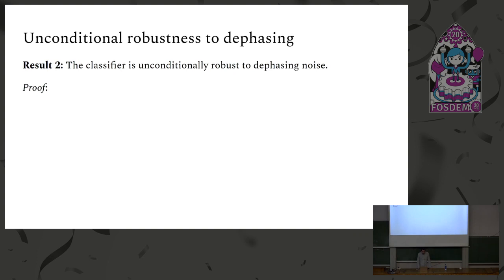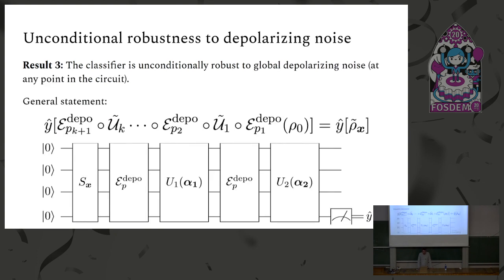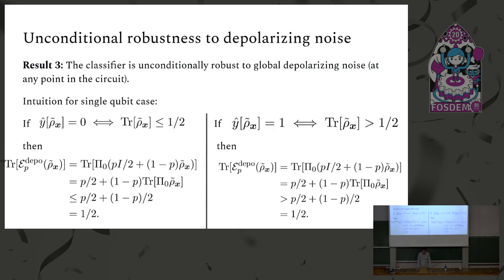You can also show unconditional robustness due to dephasing. I won't go through the proof of this, but just to mention it. You can also show unconditional robustness to depolarizing noise. And this is nice because you can have depolarizing noise acting at any point in the circuit. So as far as this quantum classifier is concerned, depolarizing noise is sort of a joke. It doesn't really matter. So that's nice. I'll skip the proof for this.